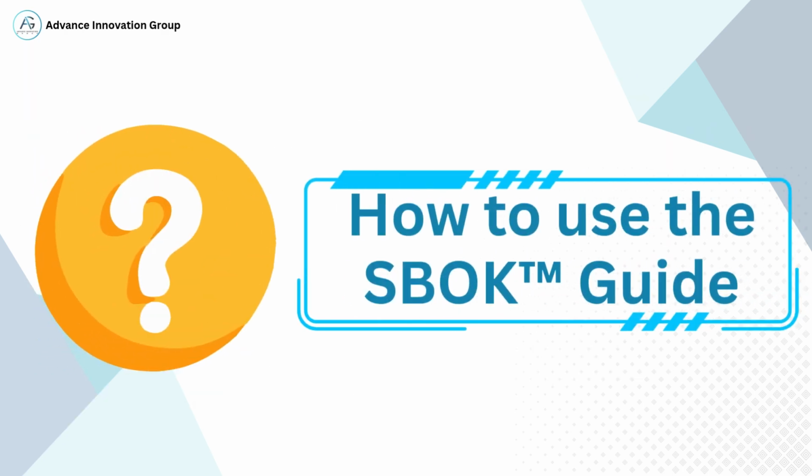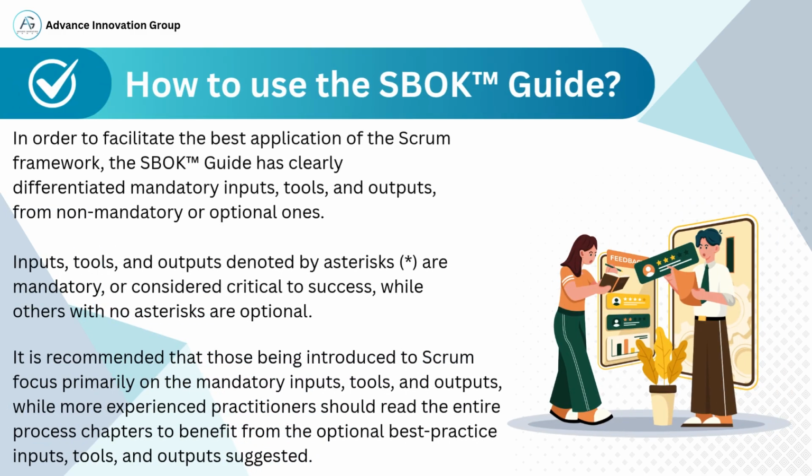How to use the SBOK guide? The SBOK guide is designed to help practitioners apply the Scrum framework in a structured and effective way. To make it practical and user-friendly, the guide clearly distinguishes between mandatory and optional elements. These include inputs, tools, and outputs. Any element marked with an asterisk is considered mandatory, meaning it is critical for project success.